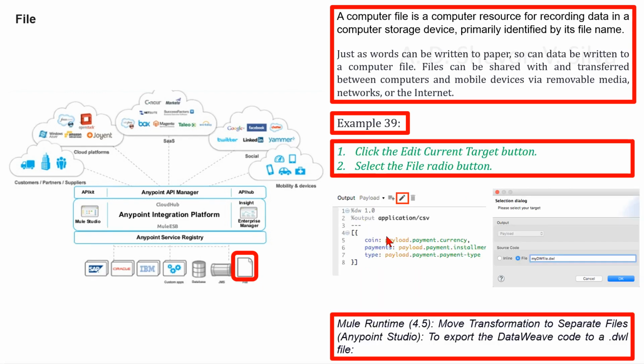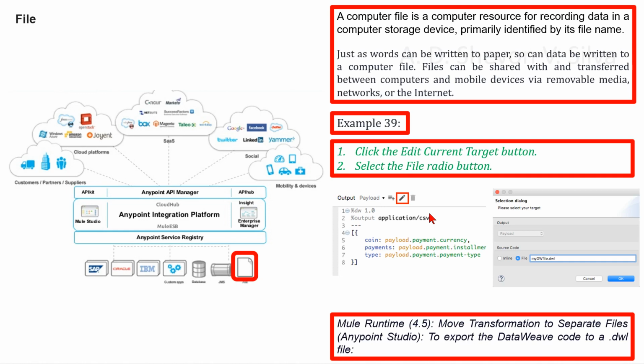Here you can see moving transformations to separate files in Anypoint Studio in Mule Runtime 4.5. By default, DataWeave code for the Transform Message component is expressed inline within your Mule XML file. You can instead keep each in a separate .dwl file, and have your XML reference them. These files are packaged with your Mule application when built.